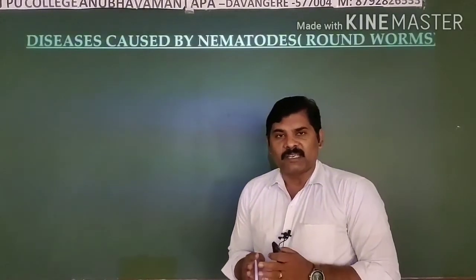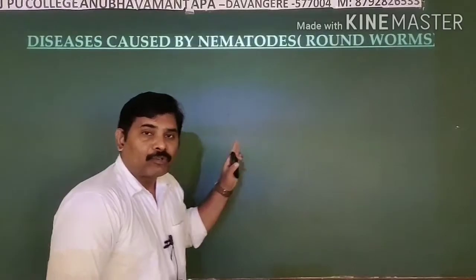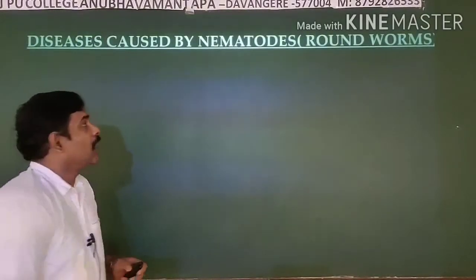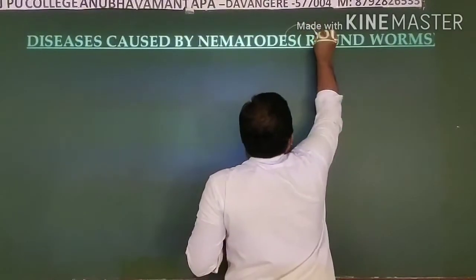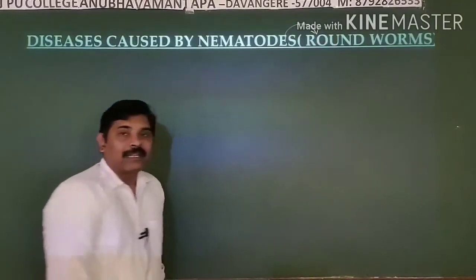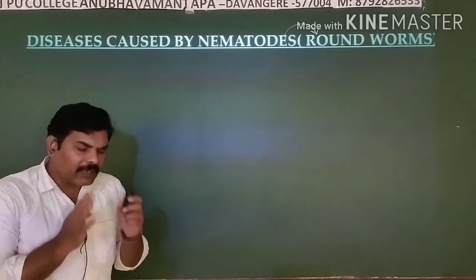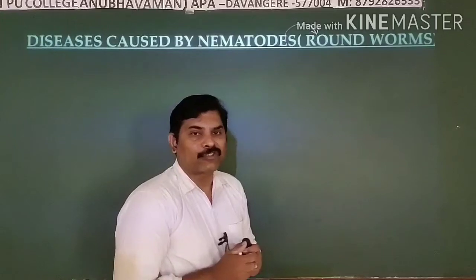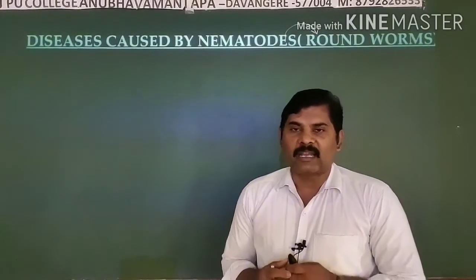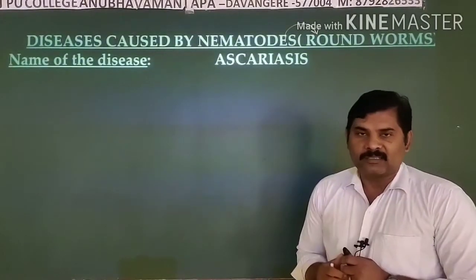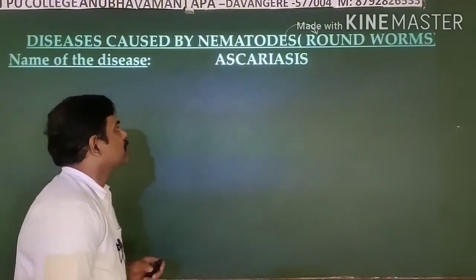In today's session, I'd like to explain one more disease that is caused by these nematodes or nematohelminthes. As you all know, these are generally known as roundworms. The very interesting disease caused by this nematode parasite is Ascariasis. Ascariasis is actually the name of the disease.